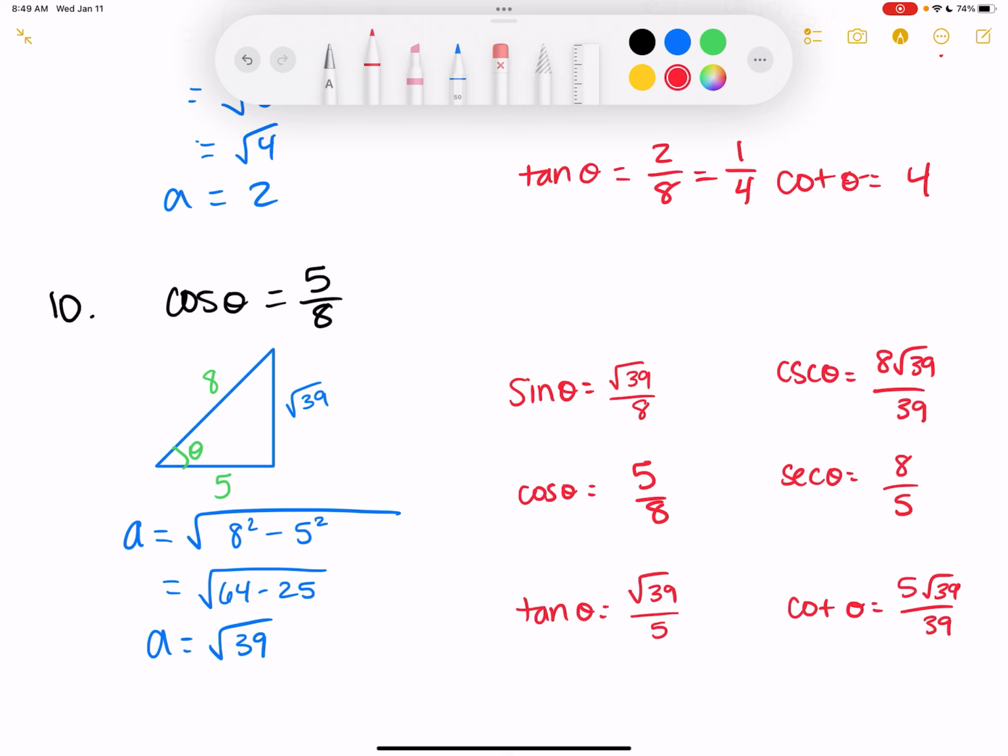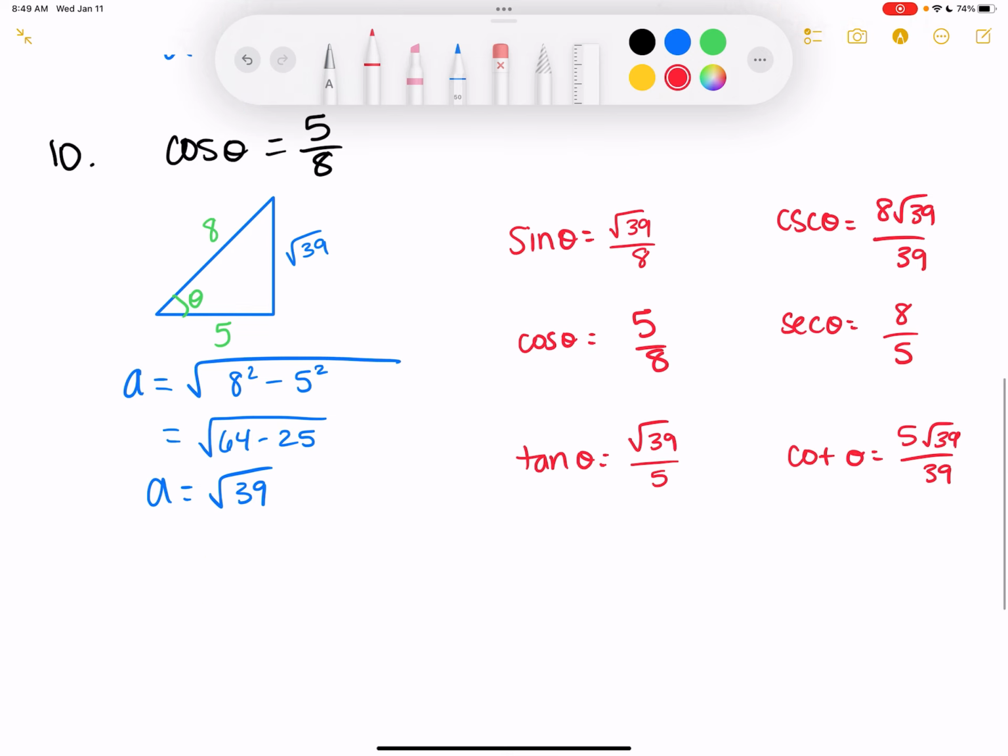All right. Let's see. Another one like this, or any questions about anything we did with that one, setting it up or anything? All right. So the next one, we're going to have the cosecant of theta is equal to 10 over 7.